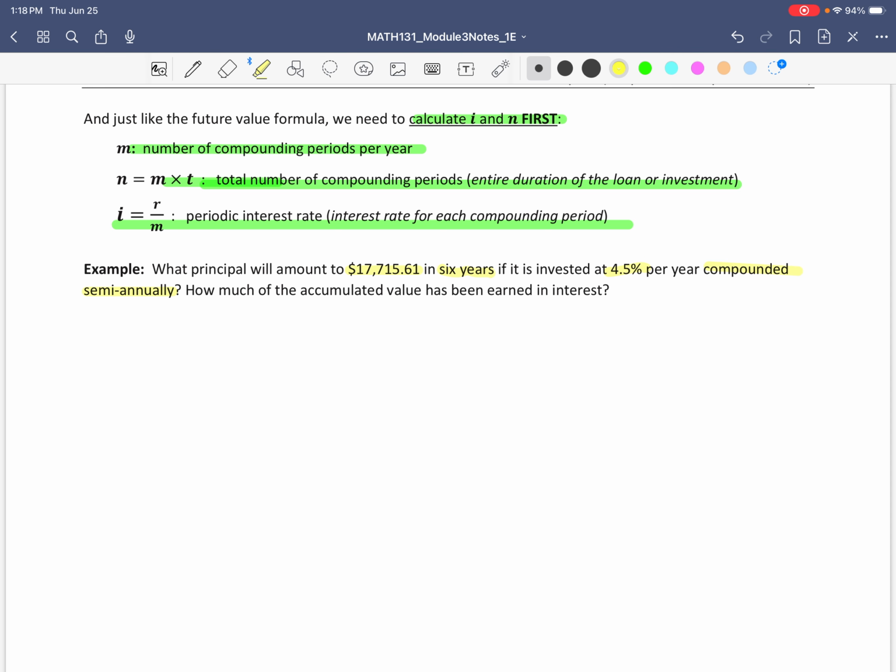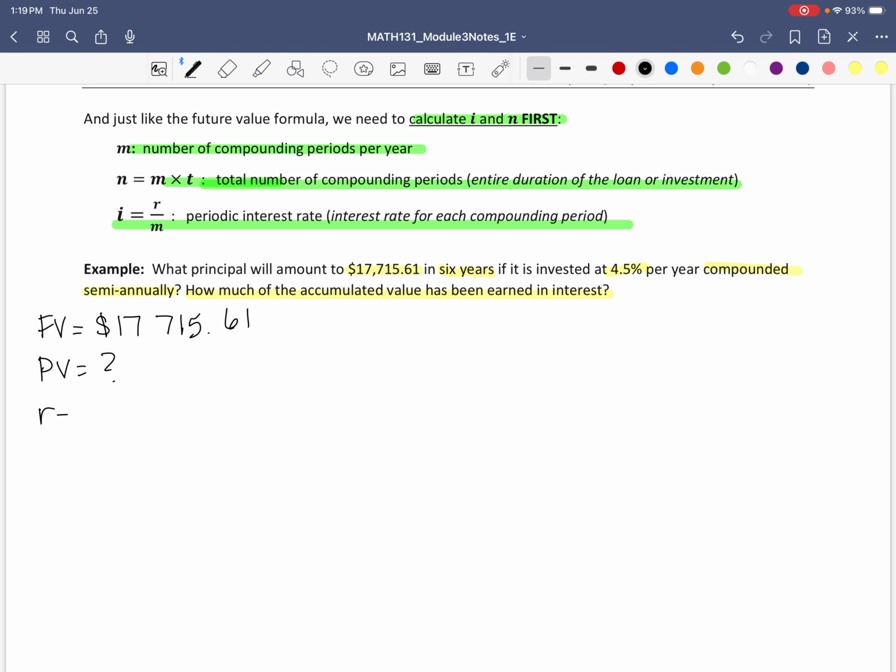So there's actually two questions to this. This is the second part. So let's tackle first what principal will amount to this future value amount. So what information do we have? Well, we have our future value. So what we're looking for is we want to know how much principal or present value we need in order to get to this future value amount of $17,715.61. So we don't have that present value.